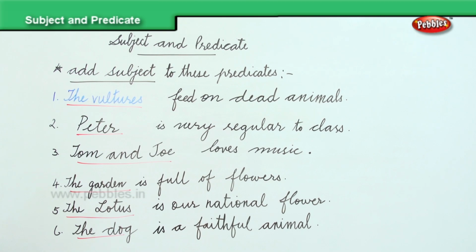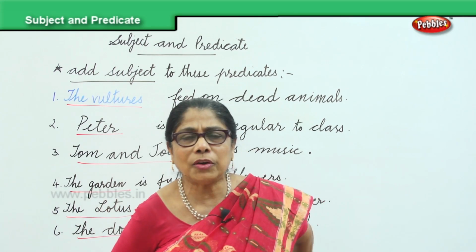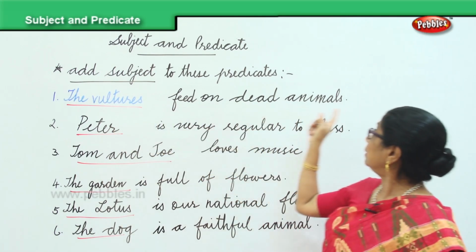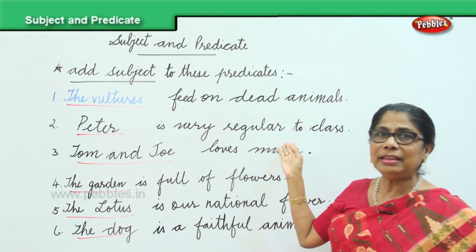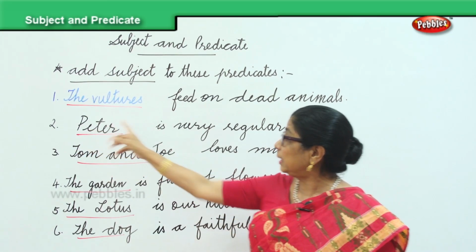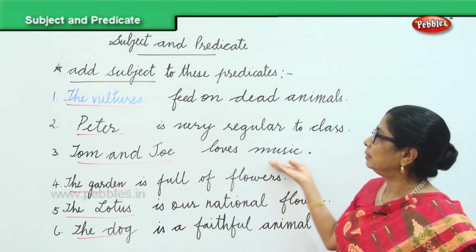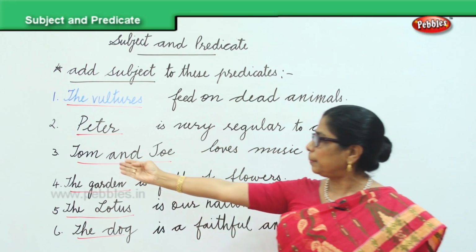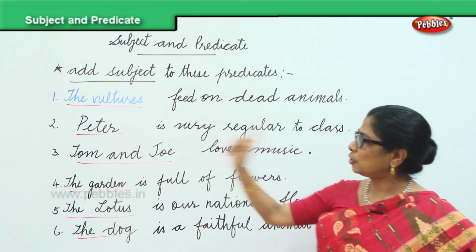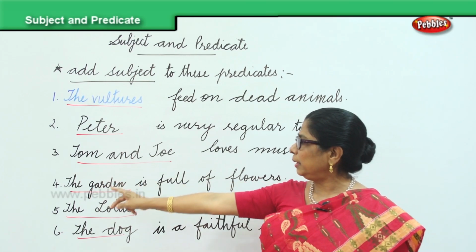Now, add subject to these predicates. Feed on dead animals. Who feeds on dead animals? The vultures. That's the subject. Begins with the capital letter, ends with the full stop. Is very regular to class. Who is very regular to class? Peter. So Peter is the subject, P capital letter, ends with the full stop. Another one, loves music. That's the predicate I am giving you, and you supplied Tom and Joe. Tom and Joe both are names of people, capital letter.